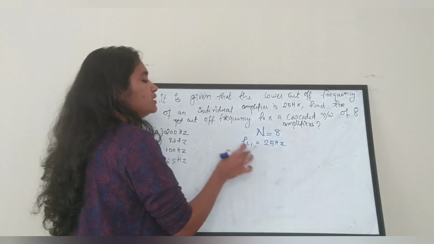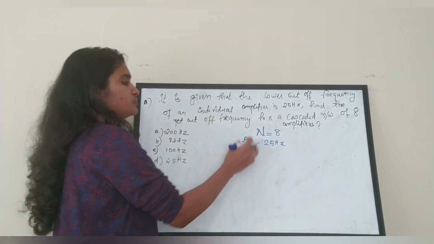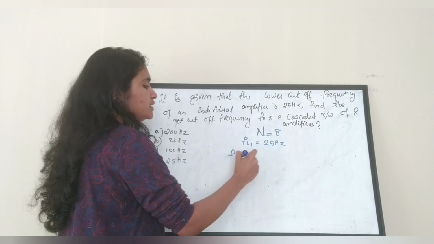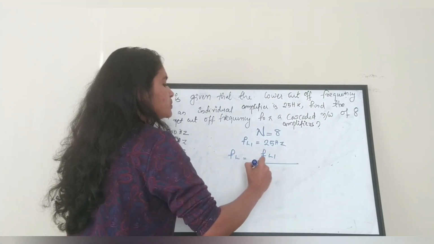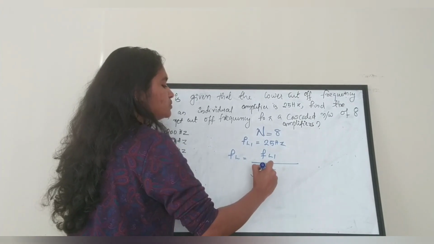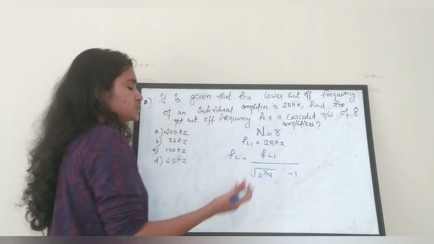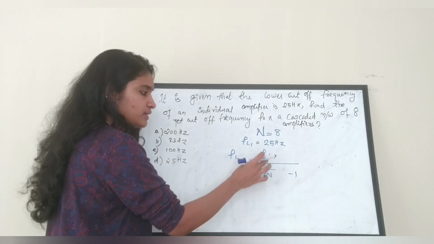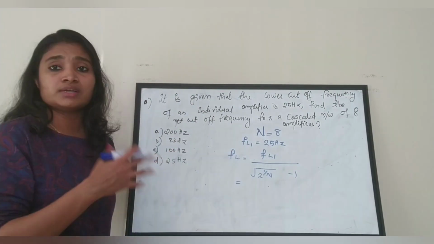FL1 is nothing but the cutoff frequency of the individual amplifier. So if the cutoff frequency of the individual amplifier is given, then the net cutoff frequency FL equals FL1 by square root of 2 raised to 1 by N, minus 1. So this minus 1 is outside the square root. Here you are given both N and FL1, so you just have to substitute the values and find the answer.